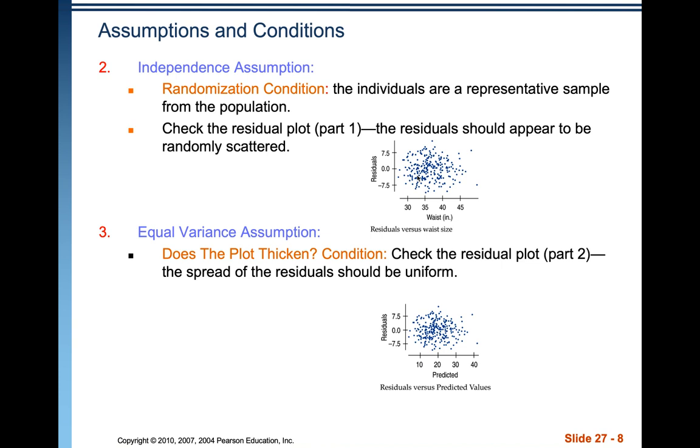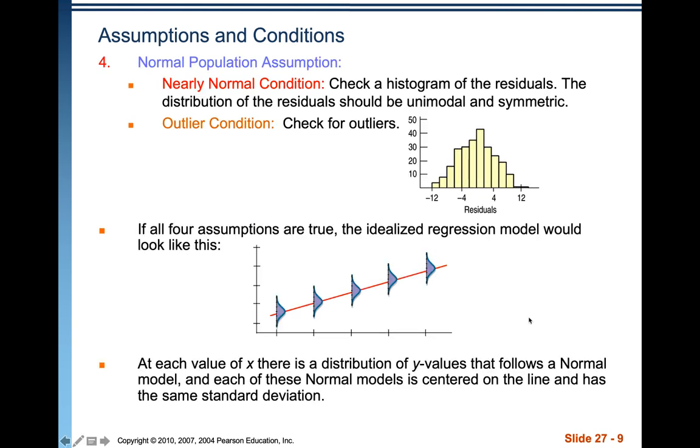All right, number 3 is the equal variance assumption. Does the plot thicken? All right, we're looking to see if the spread is thinner in some areas and thicker than the others. We want it to be kind of uniformly spread, and they are.